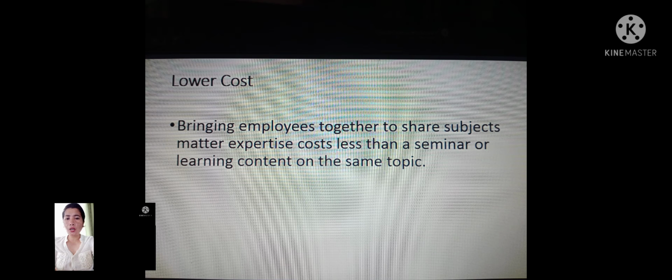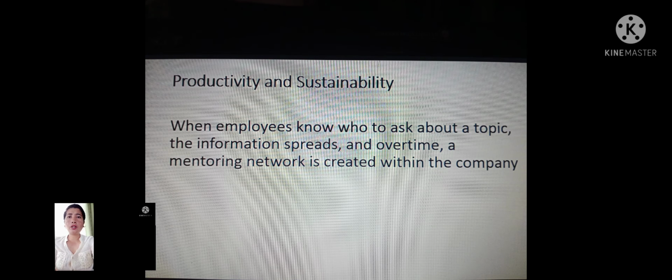So the next one we have is lower cost. Bringing employees together to share subject matter expertise costs less than a seminar or learning content on the same topic. Then we also have productivity and sustainability. When employees know who to ask about a topic, the information spreads, and over time a mentoring network is created within the company. This encourages sharing and reduces the need to learn from other sources.